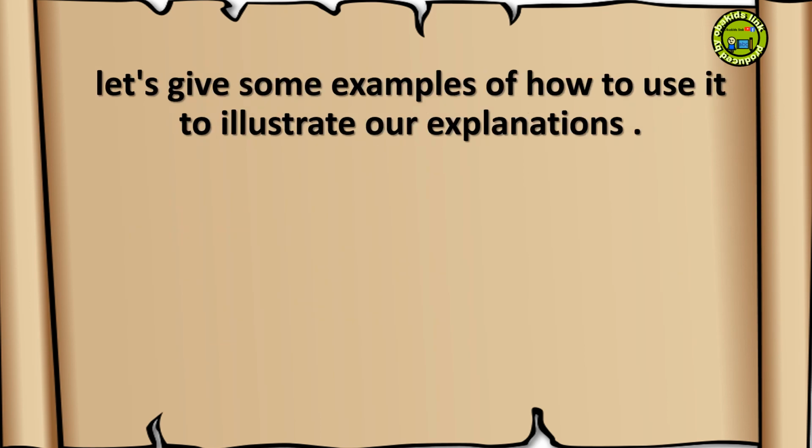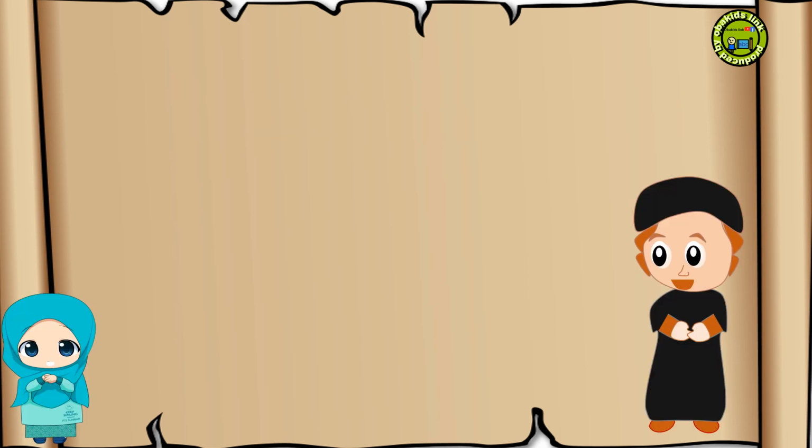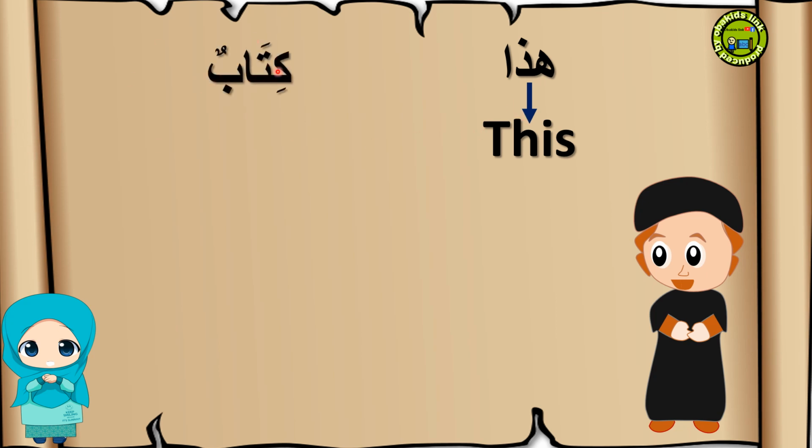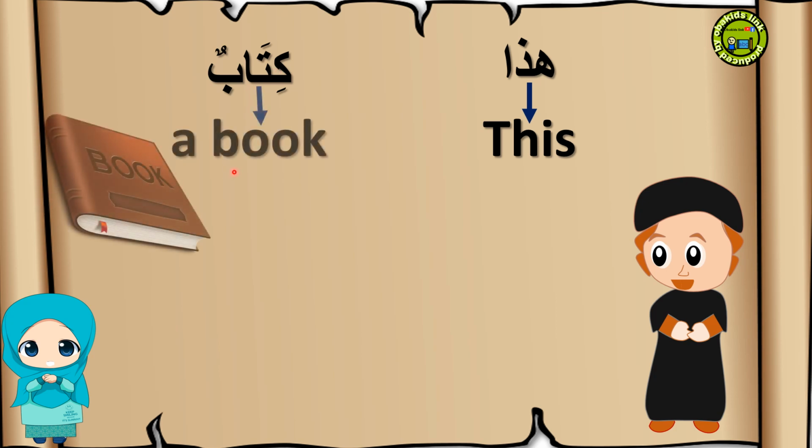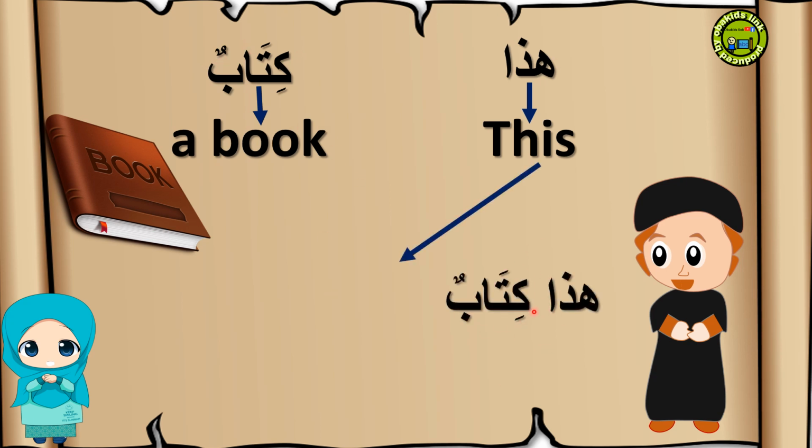Let's give some examples of how to use it to illustrate our explanations. Let us start with this example. This is هذا. هذا means this. This is كتاب. كتاب means a book. Now if we combine هذا and كتاب together, it makes هذا كتاب. Say after me. هذا كتاب. Which means this is a book.